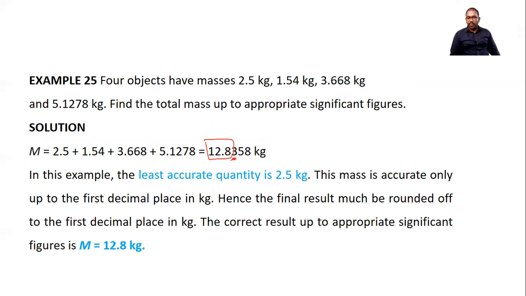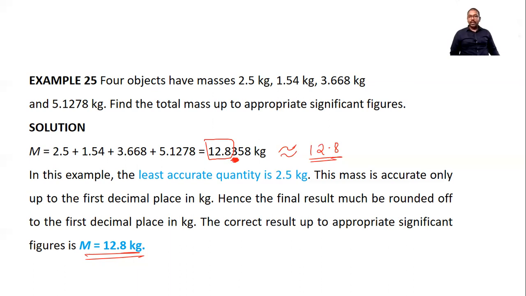Whatever number we have to drop, if it is less than 5, then we keep the number as it is. So 12.8 is the answer. The number 3 we have to drop. If the number we have to drop is greater than 5, then the preceding digit we have to increase by 1. This is the rule. In this way, the answer with the correct significant figures is 12.8.